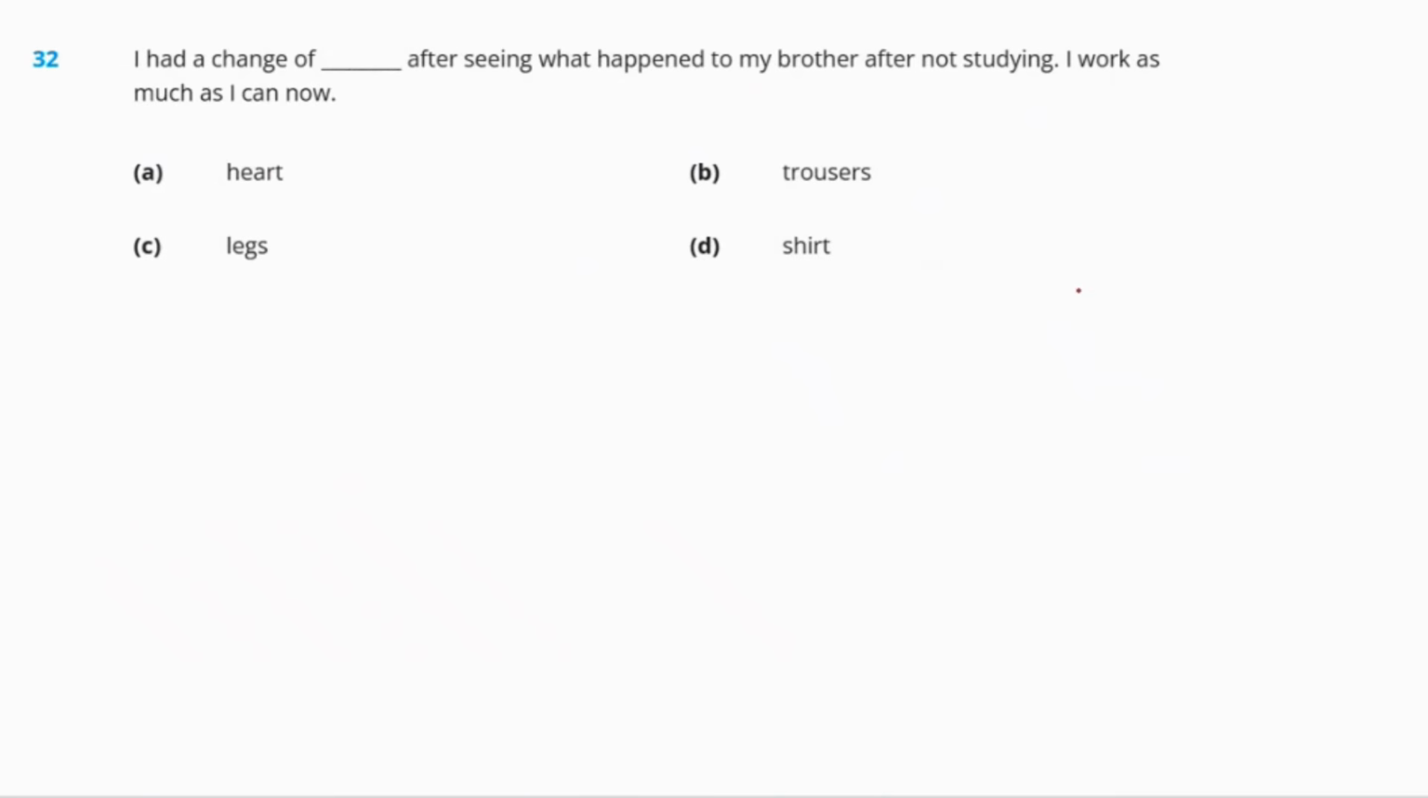Next question is question 32. I had a change of dash after seeing what happened to my brother after not studying. I study as much as I can now. Okay. So the options are A, heart, option B, trousers, option C, legs, and option D, shirt. So what will be the right answer? The right answer will be option A, heart. Whenever we see something that touches our heart and changes our feelings, what is the idiom that we usually say? Change of heart. Okay, change of heart and not change of trousers, legs or shorts.